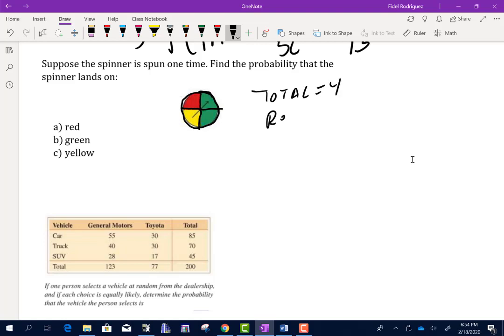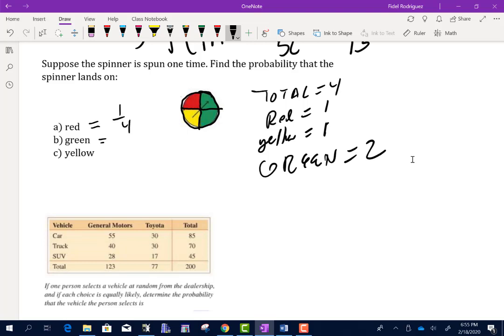Okay. The red is going to be one of them. Yellow is going to be one of them. But the green is actually 2 of those pieces, right? Okay, so what's the probability that we're going to land on red? 1 out of the 4. On green, 2 out of the 4, which is the same thing as a half. And yellow would still be 1 out of the 4, right?